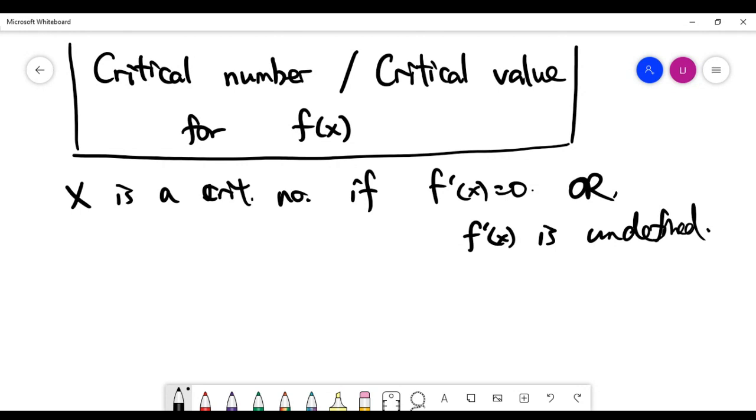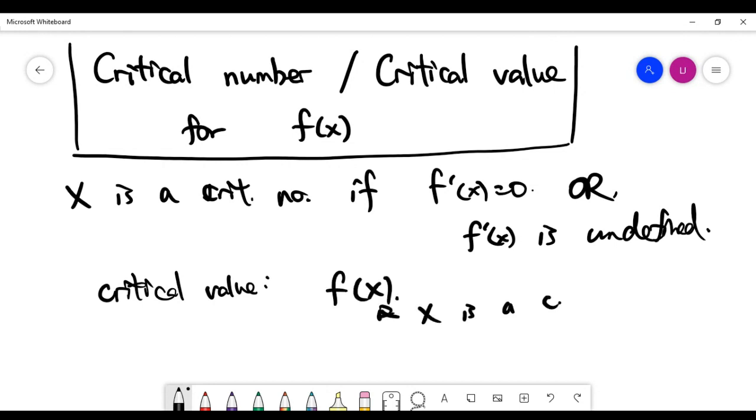And critical value is basically the evaluation of f of x at this point of critical numbers. So you need to find this, and x is a critical number. Before doing any calculation as an exercise for this topic, we would like to briefly describe the meaning of critical numbers on the graph.